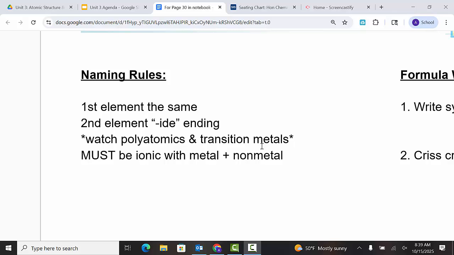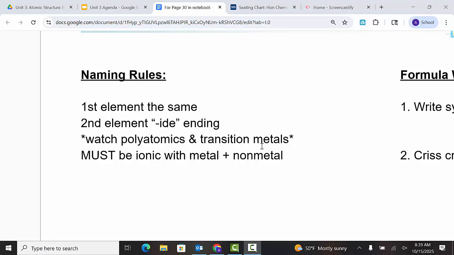Go to name it, you do not change anything with your first element. The second element is going to get an ending swap. So instead of ending however it normally ends, it's going to get an IDE ending, okay? Like instead of chlorine, it's going to become chloride. Oxygen is going to become oxide. We're just going to see a swap of the ending to IDE.